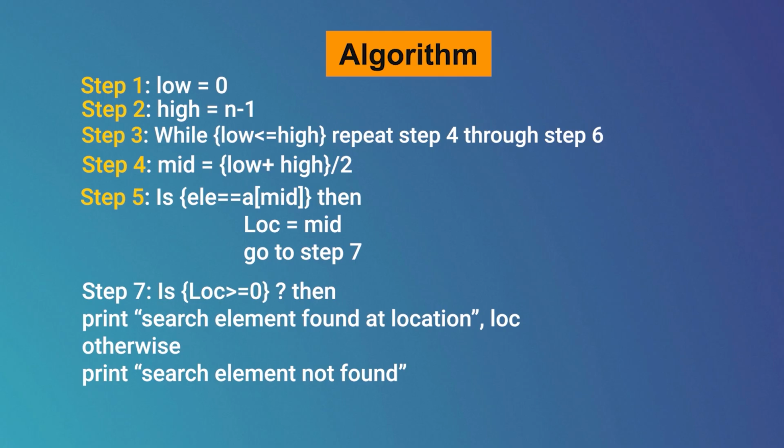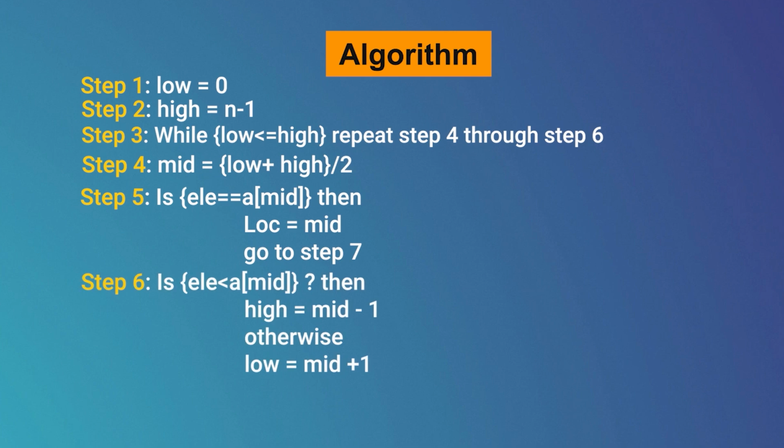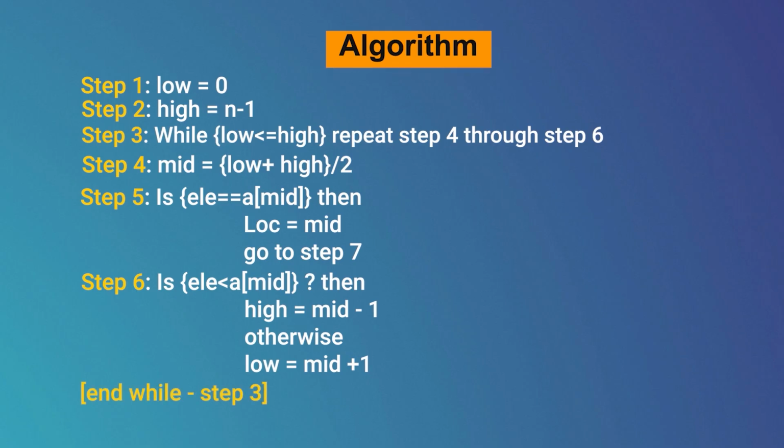And if it is not the case, meaning the element does not match the middle element, then we will check again whether the element is less than the middle. If it is, then we will decrement the value of the higher pointer by 1, otherwise we will increment the value of the lower pointer to mid plus 1. So this is the way the algorithm works.